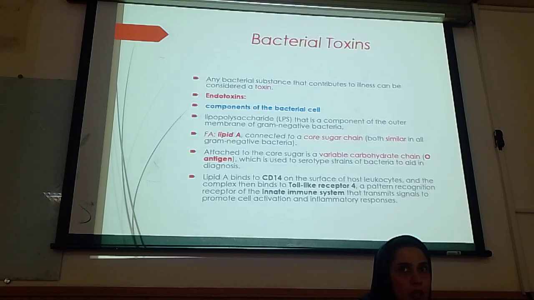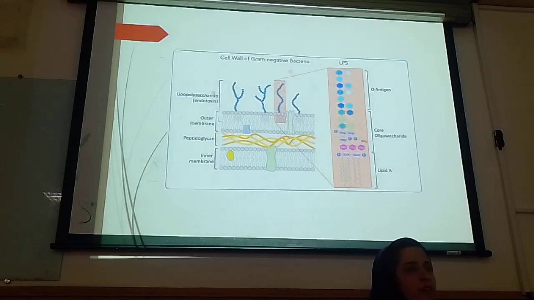Can you repeat the difference between endotoxin and exotoxin? Endotoxin is the component of bacteria. But the exotoxin is the toxin that it makes, for example a protein or an enzyme. We will talk about exotoxins later. Endotoxin is, for example, lipopolysaccharide in gram-negative bacteria. You know that the structure of endotoxin is something like this. What do you see here?